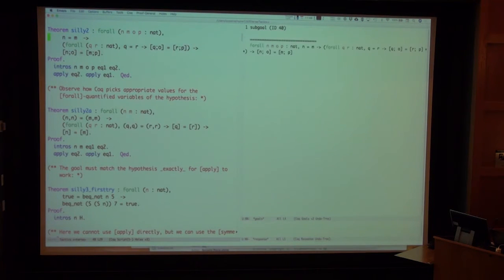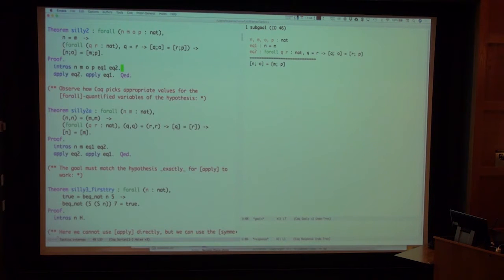So apply says take something that you already know that matches the goal and use it. Apply is more interesting when we use it with conditional hypotheses. So here, EQ2 is not just an equality, it's an equality subject to some hypothesis, so it's an implication. And it says, for any Q and R, if Q and R are equal, then [Q,o] is equal to the list [R,p]. Once again, don't try to figure out what this means mathematically, it's just a silly example.